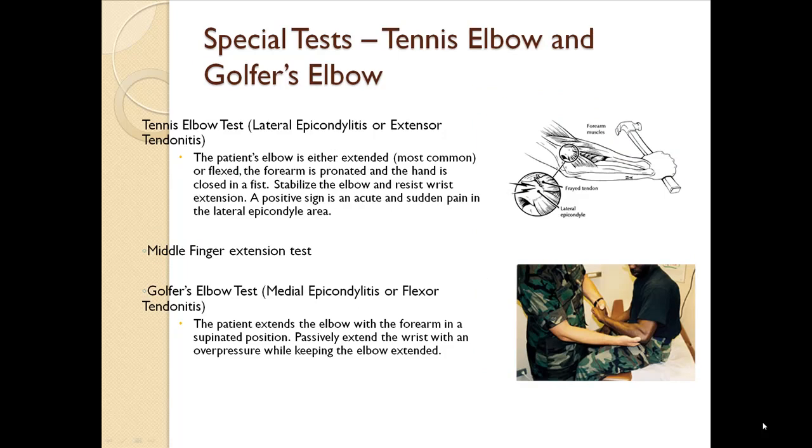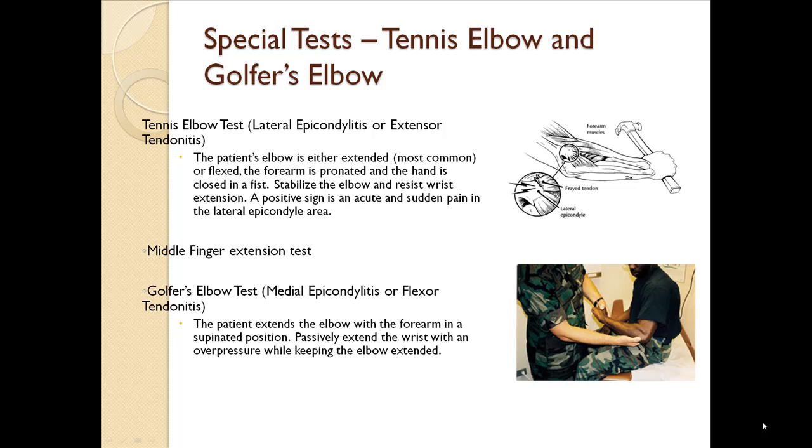Special test for tennis elbow. Well, for the tennis elbow, for lateral epicondylitis, there's a couple of tests. We ask the patient to have the elbow in extension, the forearm pronated, and the hand is closed into a fist. We then resist wrist extension. A positive sign is when the patient complains of their lateral elbow pain.